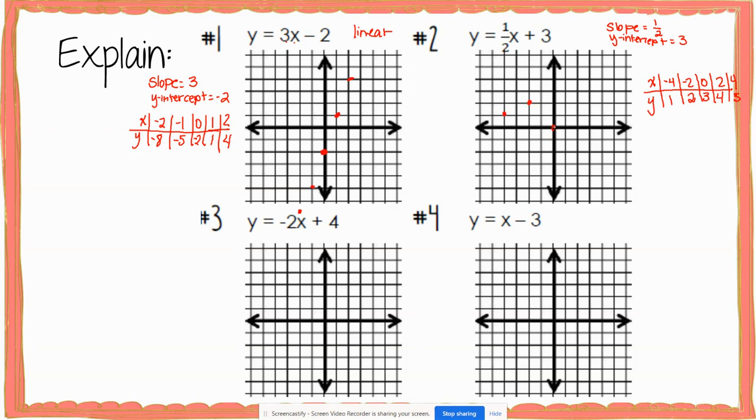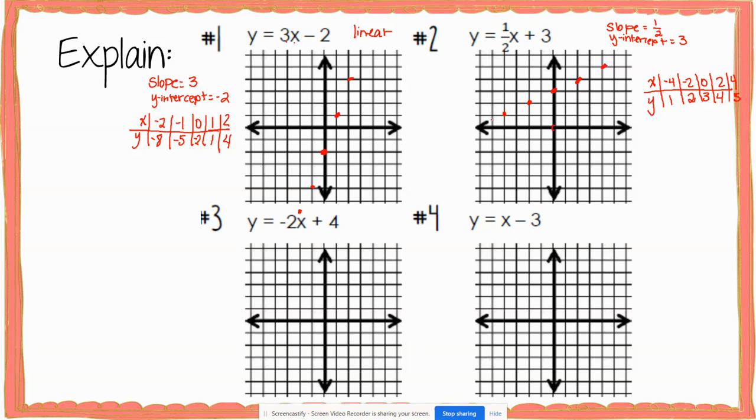When x is 0, y is 3. So I would not move left or right, but I would move up 3. When x is 2, y is +4. So I would move right 2 and then up 4. And when x is 4, y is 5. So I would move right 4 and then up 5.